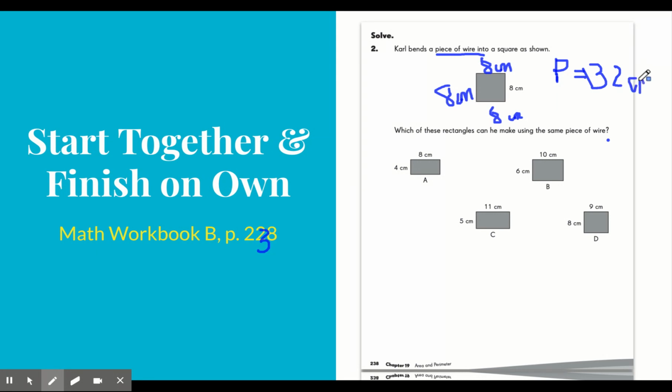So I'm going to use that piece of information, and I'm going to figure out which of these rectangles also has a perimeter of 32. So remember, notice that these rectangles, they only give you the length and the width. Don't forget the other sides. All of these have 4 sides, so you should be adding up 4 numbers together. And if they also add up to 32 centimeters, you're going to circle those rectangles.